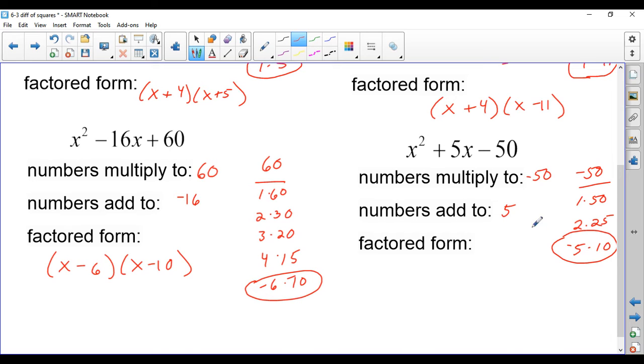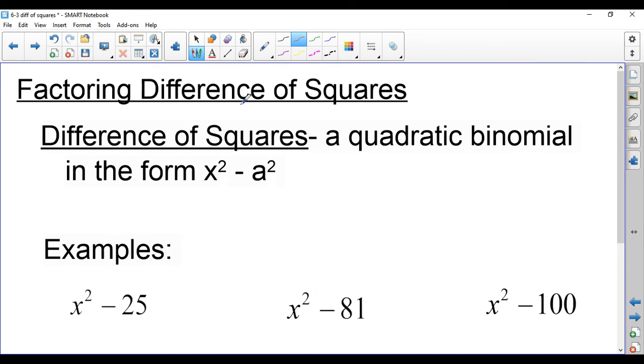The bigger number has the same sign as that coefficient of x, positive 10, positive 5. So my factored form is x minus 5, x plus 10. What's new today is we're going to factor what's called the difference of squares. Difference means subtraction, and squares means to the second power.